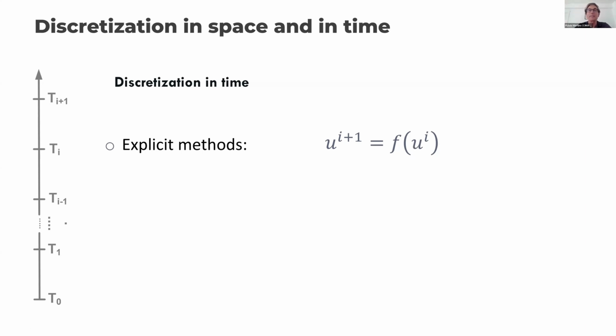In former days, the computers were humans. So they used to put a room full of people with a pencil computing numbers. So we can compute it explicitly, knowing the numbers of the neighbors. Okay? So this is an explicit method.